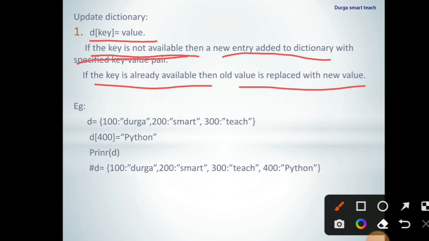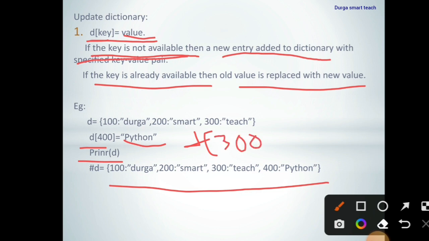See this example here. Dictionary contains 100 Durga, 200 Smart, 300 Teach. I want to insert one more value into the dictionary, then you need to specify D of 400 is equal to Python. D of key is equal to value. Here the key is 400 and value is Python. If you print, it will display like this: 100, 200, 300, 400. Suppose you insert D of 300 is equal to some program.